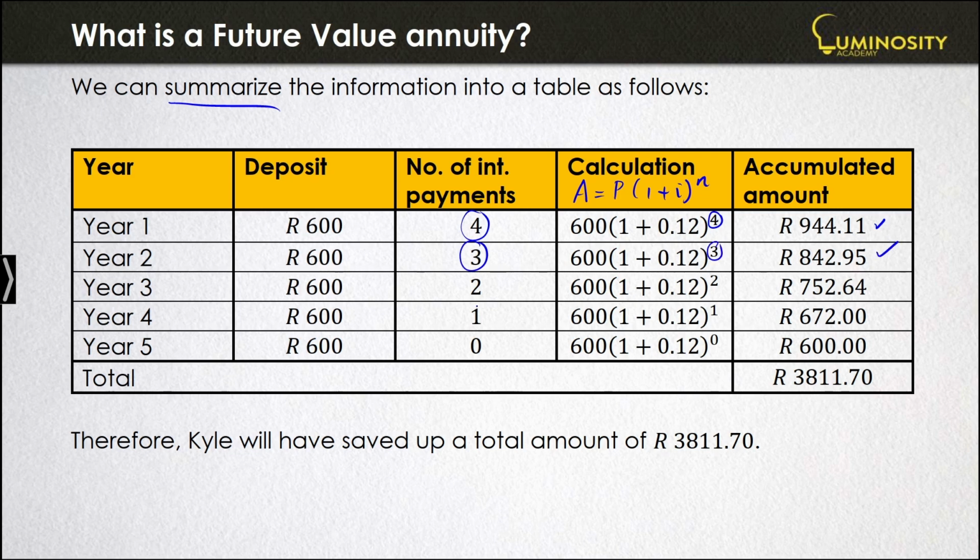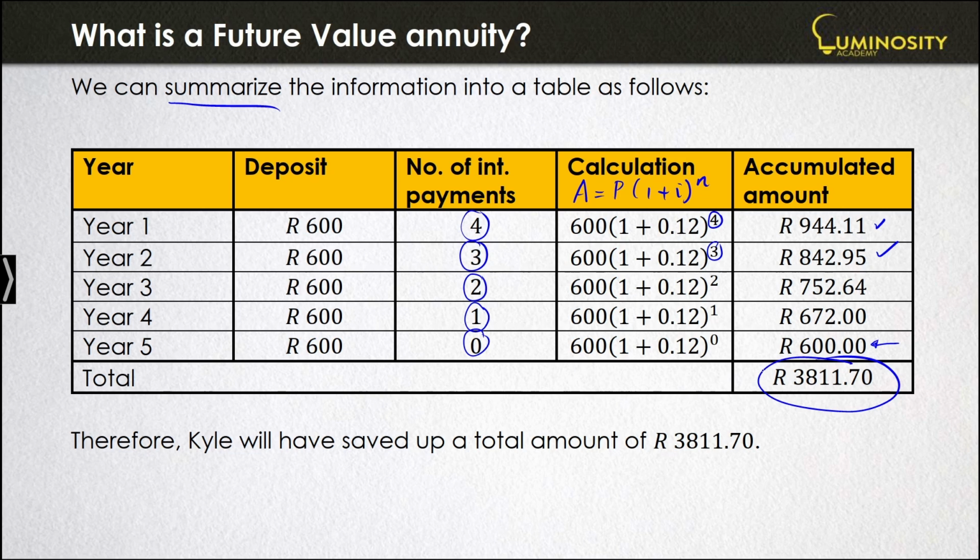For the end of year 3, you have 2 interests. At the end of year 4, 1 interest. And at the end of year 5, we're simply putting 600 Rand in, so there's no interest. And you can see that there, it's just 600 Rand. So all this money is growing over time, and you have a total amount of 3,811 Rand and 70 cents. So that's how much Carl will have saved up by putting 600 Rand as regular payments.